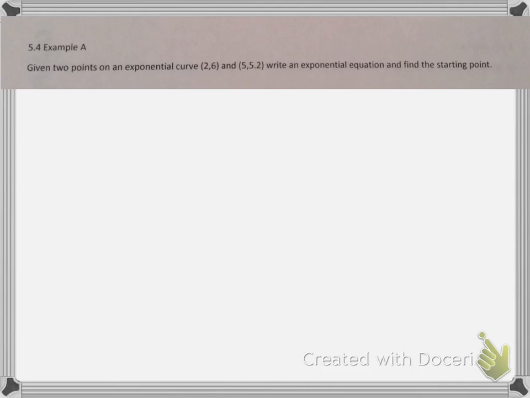So just to go through, given 2 points, an exponential curve, (2, 6) and (5, 5.2), write an exponential equation and find the starting point. So knowing that this is exponential, we're going to definitely need our point ratio form. And if you recall, it has the formula here, like so.